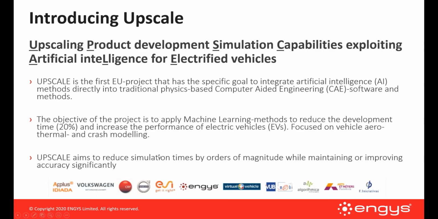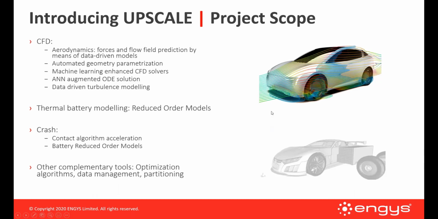So here's a list of the participants. I'm not going to go through all of them, but you can see there's some major automotive OEMs involved, as well as very highly ascribed universities, VUB, ESI, Volkswagen, etc. As I mentioned, there's two specific components that UPSCALE, the project, will focus on. There's the CFD aspect, where we are heavily involved, and there's the crash part, where we're not participating. So I will focus here exclusively on the CFD part. The crash is half the project, more or less, and it has similar goals to the CFD part.